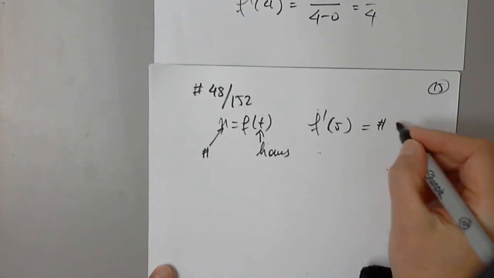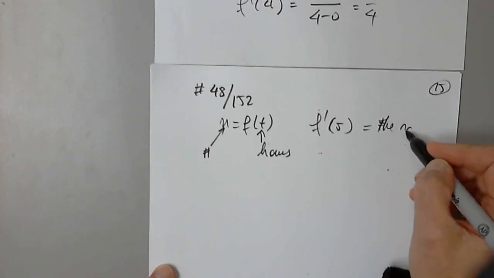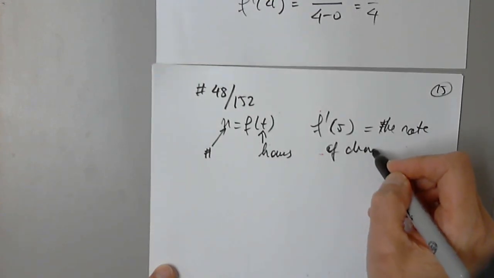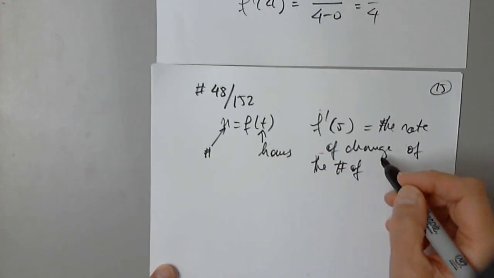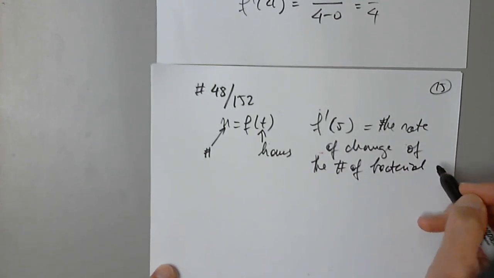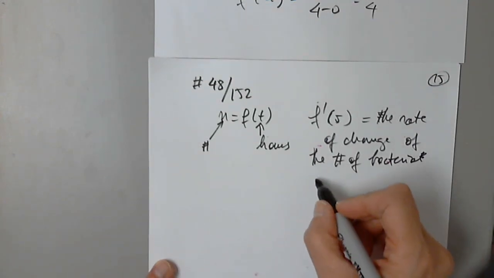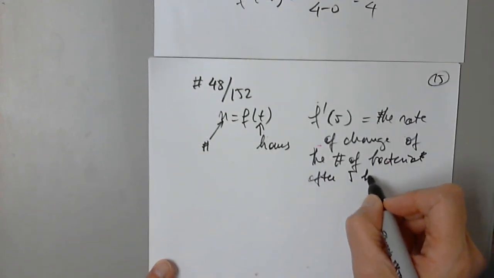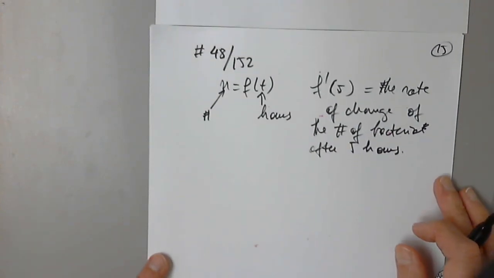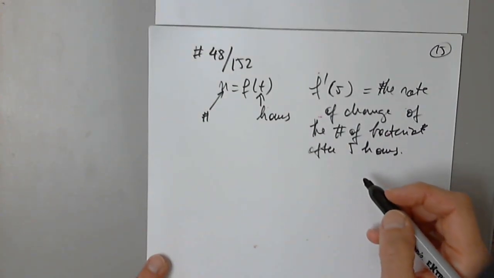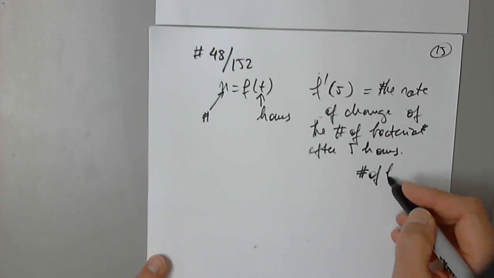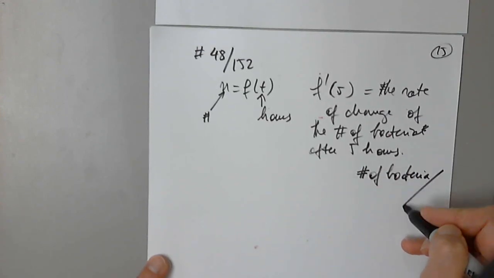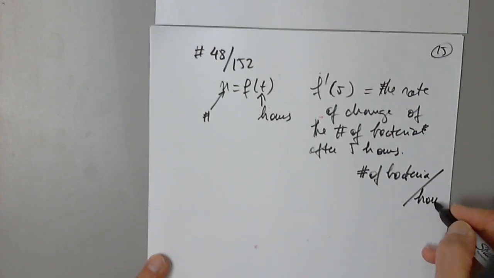So the rate of change of the number of bacteria after 5 hours from the start of the experiment. So measurement unit: number of bacteria per hour. Very good.